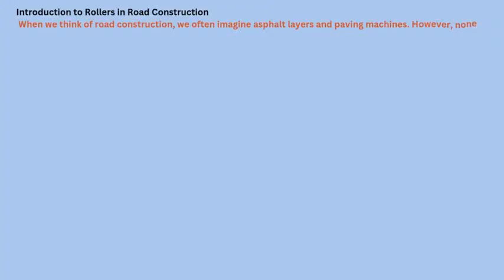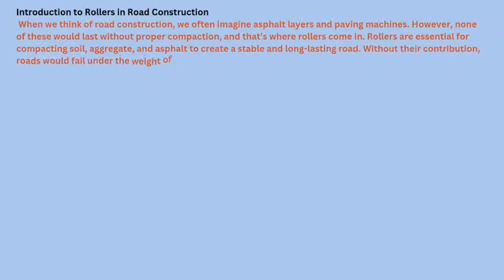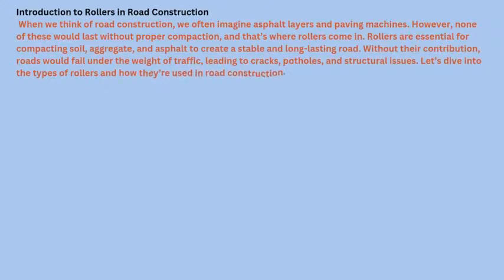However, none of these would last without proper compaction, and that's where rollers come in. Rollers are essential for compacting soil, aggregate, and asphalt to create a stable and long-lasting road. Without their contribution, roads would fail under the weight of traffic, leading to cracks, potholes, and structural issues. Let's dive into the types of rollers and how they're used in road construction.